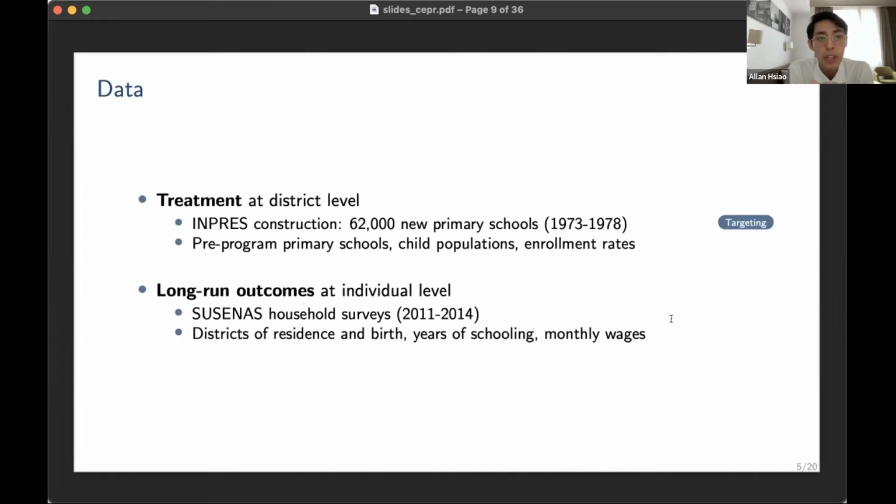I also am going to have individual outcomes in the long run. Again, this is 35, 40 years past the point of school construction via Susenas household surveys. And importantly, these surveys are going to identify both the district of residence today and the district of birth. And that's what's going to tell me, for this individual who happens to be living in this place in 2012, what was their treatment? Well, it's a function of where they were born. And then I know schooling and wages.